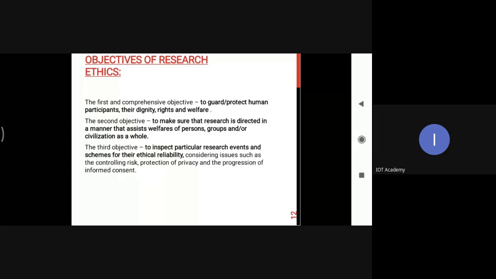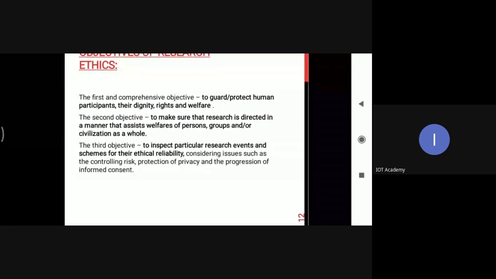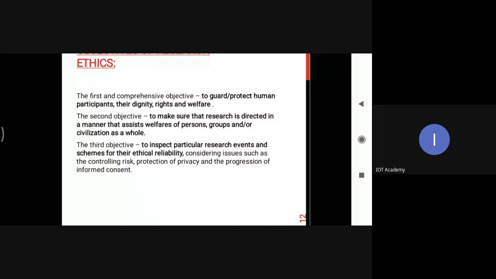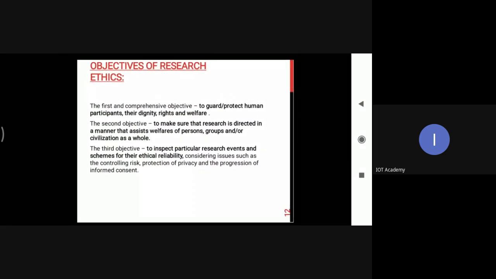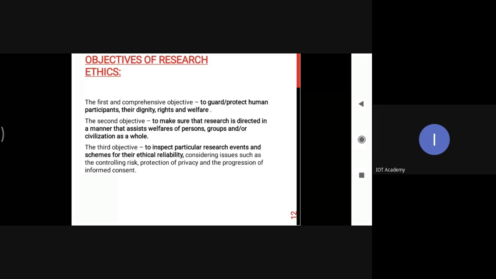Thank you so much to all those who responded. Now let's look at the objectives of ethical research. It says that research is done to protect the human participants, their dignity, their rights, and their welfare. Secondly, to make sure the research is directed in a manner that assists the welfare of the person, which is exactly what sir said. Research should contribute something to society. The third objective of research ethics is to inspect particular research events and schemes for their ethical reliability, considering issues such as controlling risk, protection of privacy, and the progression of informed consent.